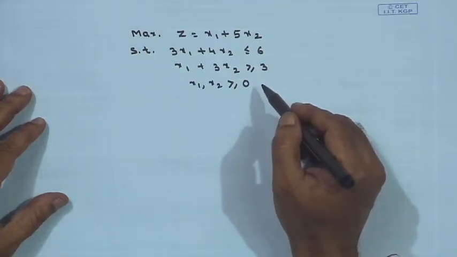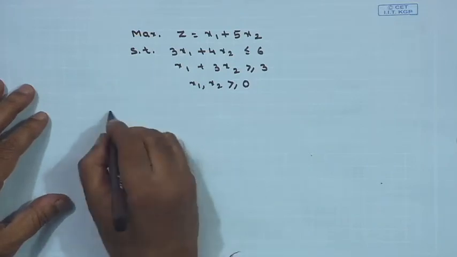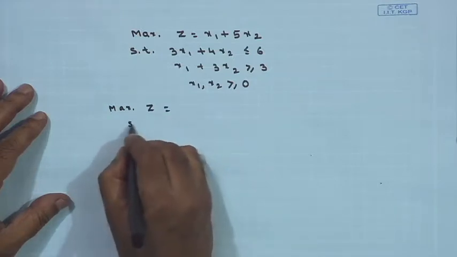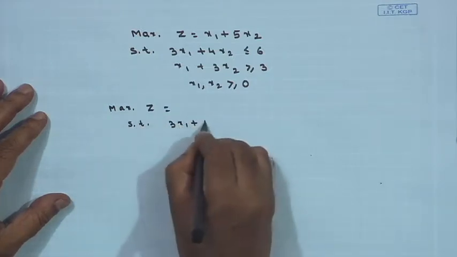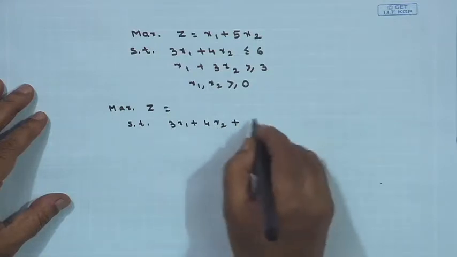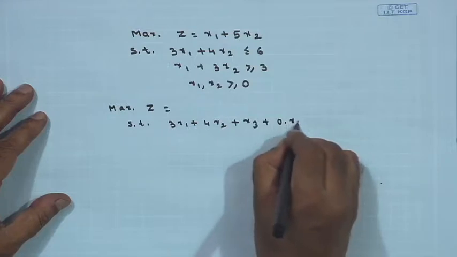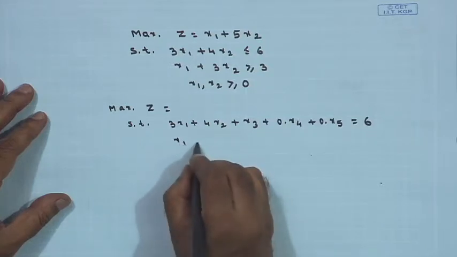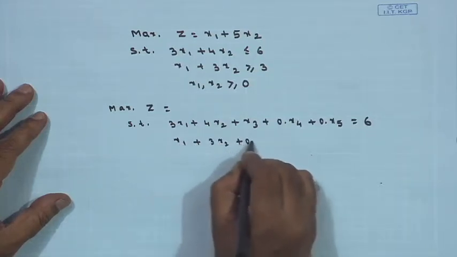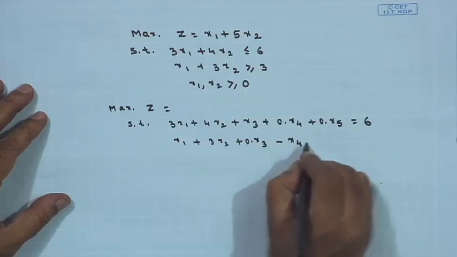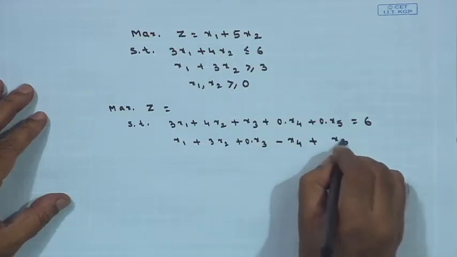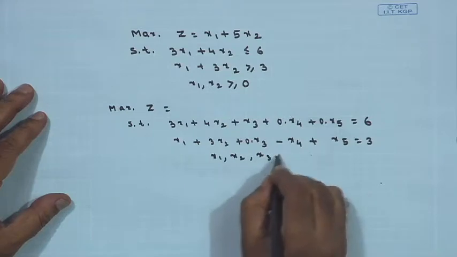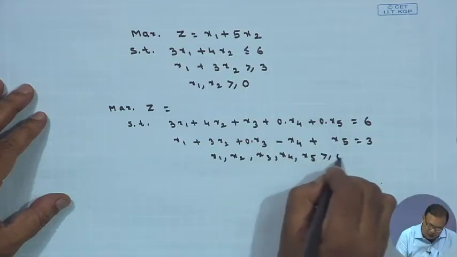So, the given problem in the standard form can be written as maximize z, I am writing z later, subject to 3 x 1 plus 4 x 2 plus x 3 plus 0 into x 4 plus 0 into x 5 equals 6, x 1 plus 3 x 2 plus 0 into x 3 minus x 4 plus x 5 equals 3, and x 1, x 2, x 3, x 4 and x 5 greater than or equal to 0.